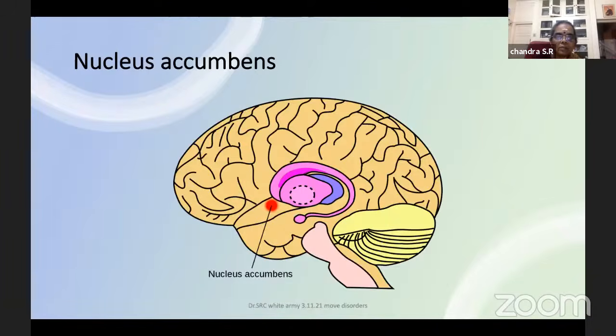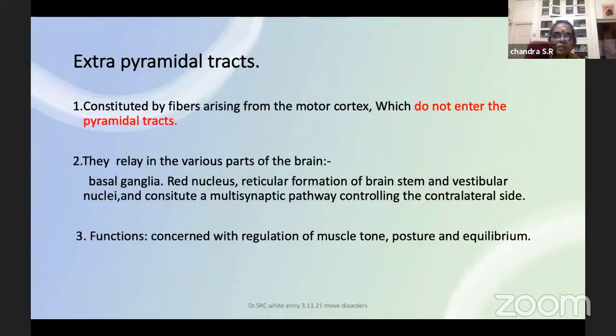So that's a reward system. And this is the nucleus accumbens in the basal forebrain. This is the caudate nucleus. I said it's a caudate nucleus. This is a nucleus accumbens. So now, we have seen the gray matter structures.